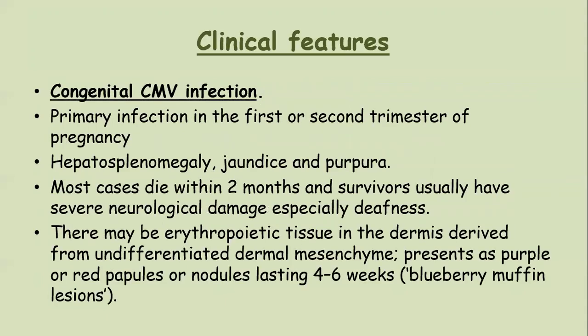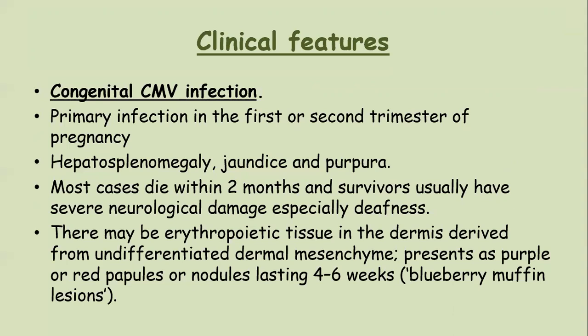Clinical features: congenital cytomegalovirus infection. Primary infection in the first or second trimester of pregnancy. The infant suffers from hepatosplenomegaly, jaundice, and purpura. Most of them die within 2 months, and survivors have severe neurological damage, especially deafness.